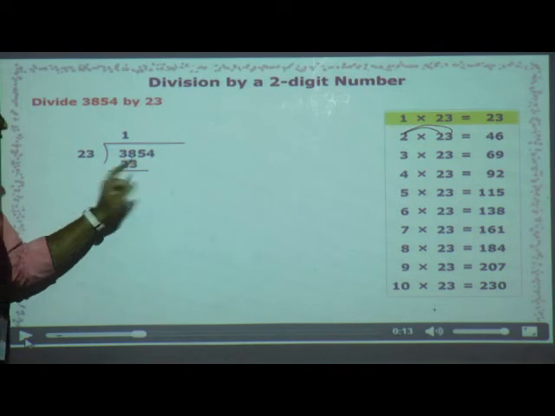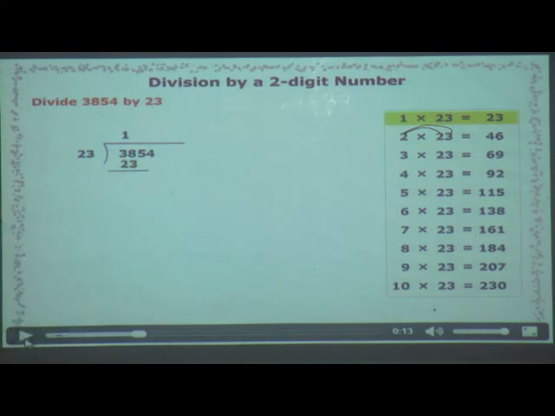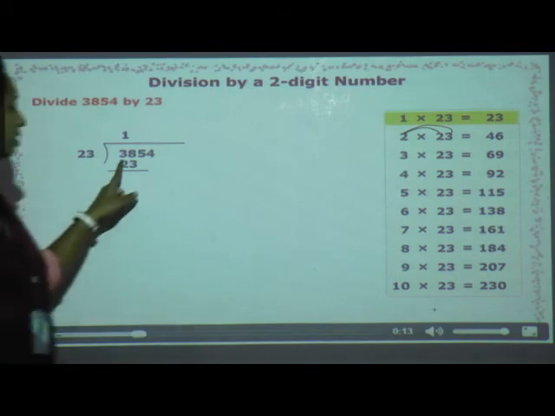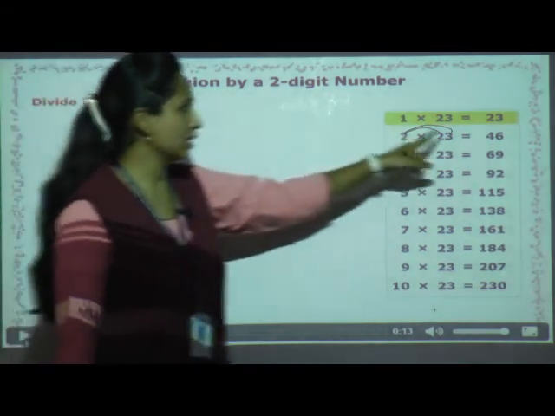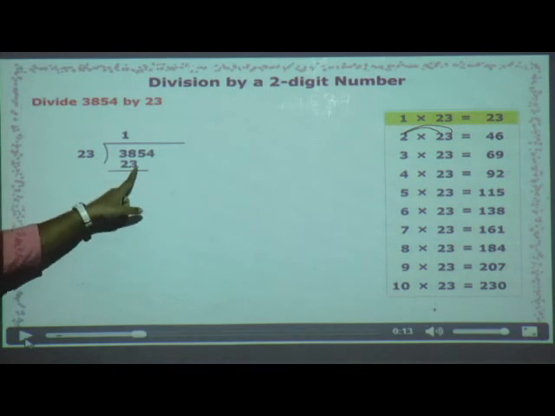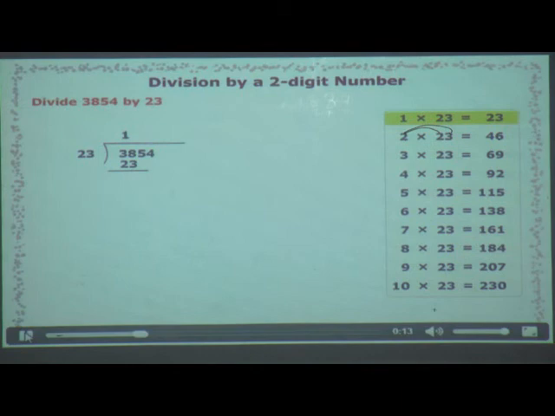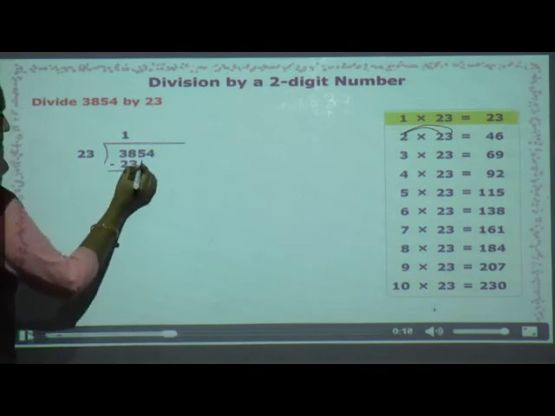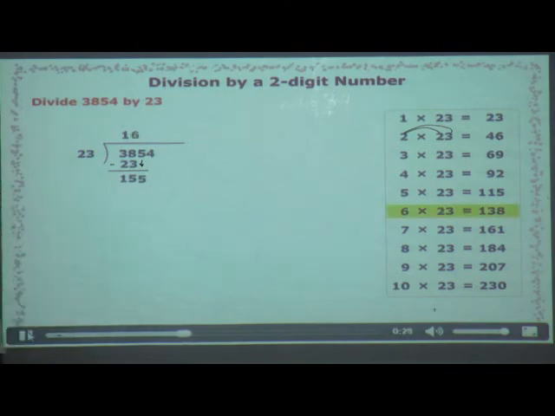That is 38. Now see, is 38 there in the 23 table? Just have a look. No, it is not there. So what is less than 38? Yes, 23. So what we have to do? 23 ones are 23. Now what we have to do? Subtraction, isn't it? When we subtract, 15 will remain. Bring down 5, search where is 155.